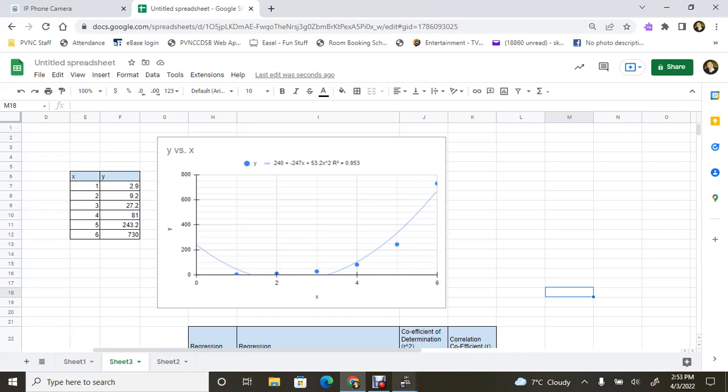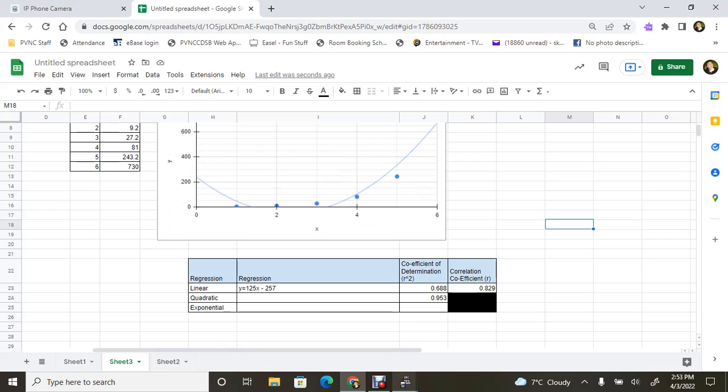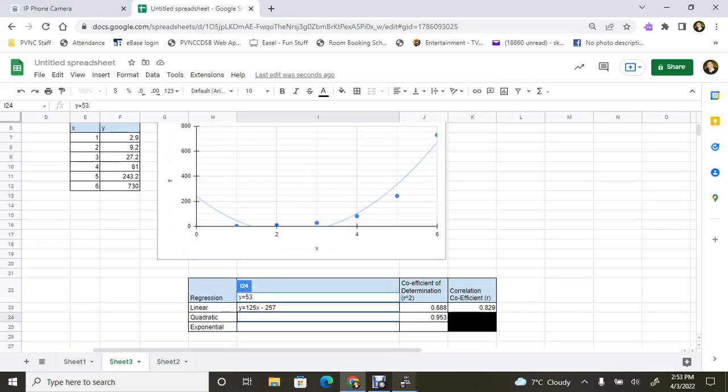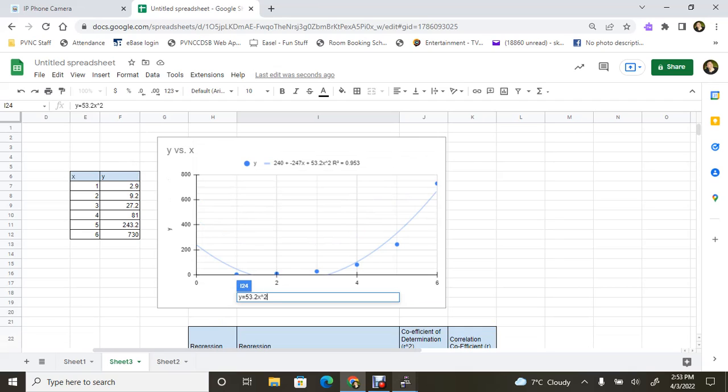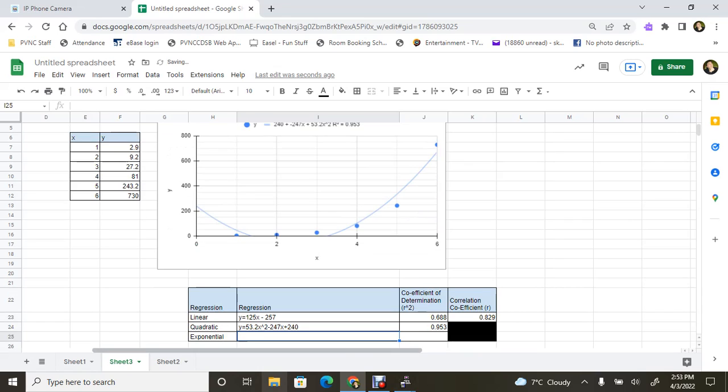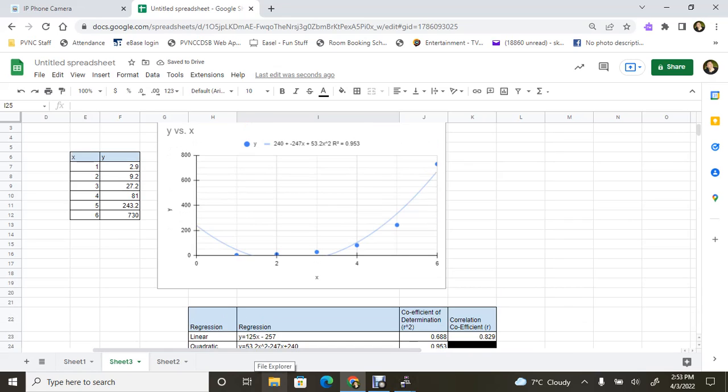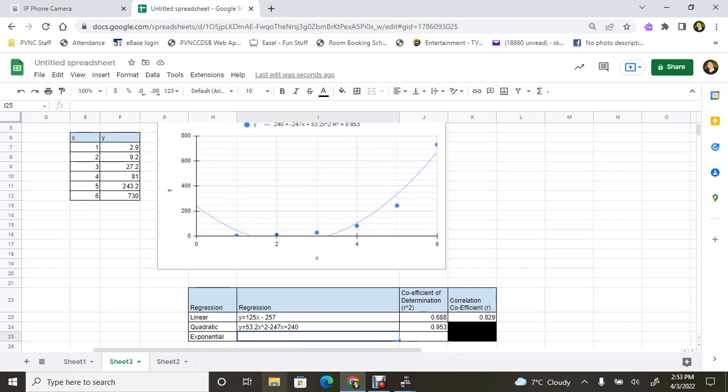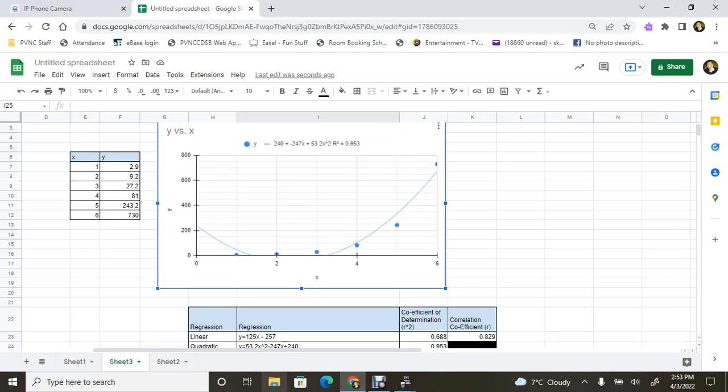Now you have to write this correctly. The x squared goes first. So 53.2x squared goes first. Don't forget the y. y equals 53.2x squared, use the hat for squared. Now I'm going to get the next value here. Plus minus means minus, so minus 247x. And then plus 240. Just got to put these numbers in the correct order. The x squared goes first. So this equation comes from here. Make sure to clean up the plus minus.